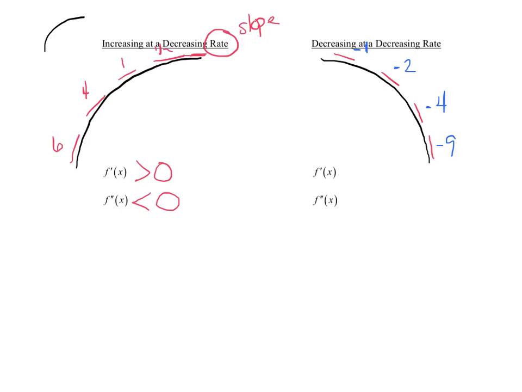And again, if for some reason you're stuck, picture 0 on the number line. If you get more negative, you are decreasing. So f prime is less than 0, and f double prime is clearly concave down, which is also less than 0.